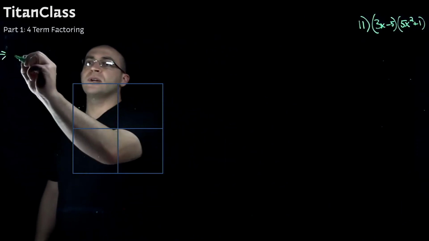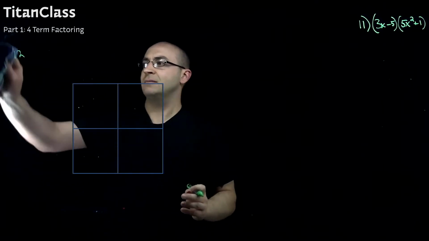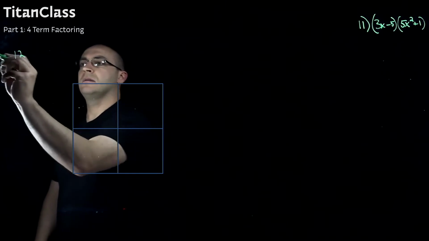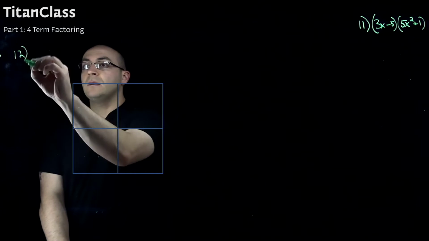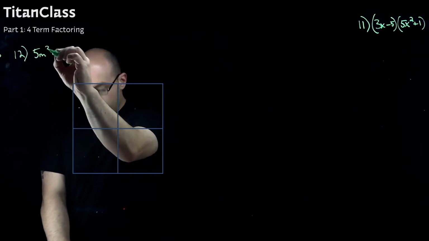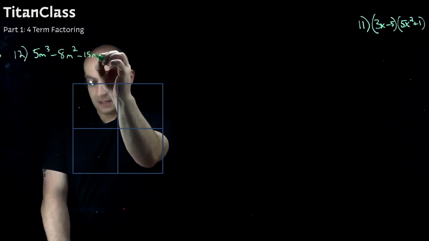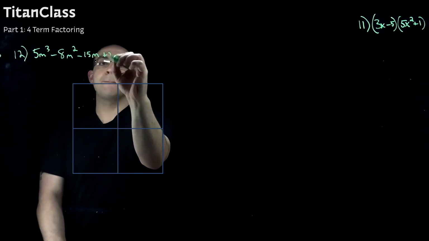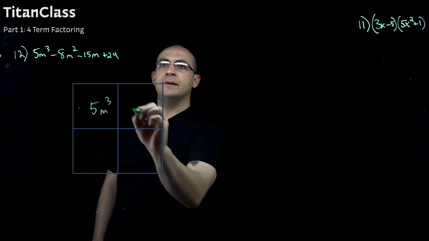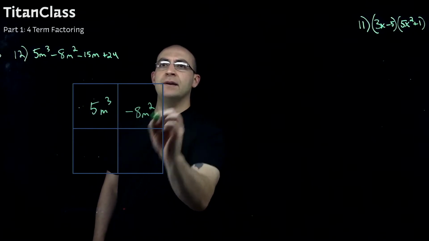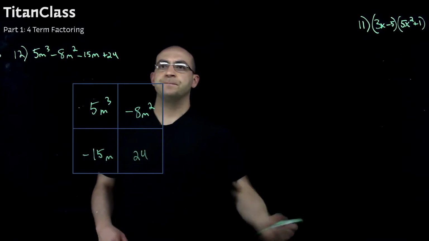Last one on 4-term factoring, then we'll jump to something else. All right? That arrow's terrible. Get out of here. Okay. Number 12. 5m to the third minus 8m squared minus 15m plus 24.